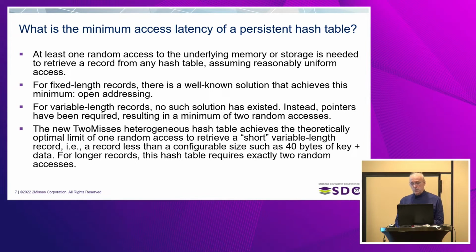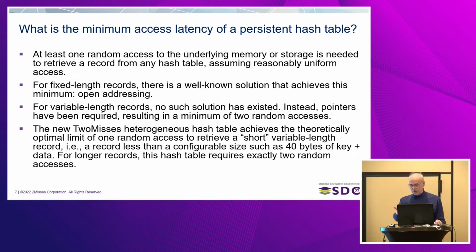Whereas the new 2misses heterogeneous hash table achieves this theoretically optimal limit of 1 random access to retrieve a variable length record that fits directly in the table. Now, in the original persistent memory version, that was limited to somewhere around 40 bytes of key and data, because reading a lot of data, even sequentially in the file, turns out to be slower than doing 2 random accesses. This is not true for SSDs, as I'll describe later.